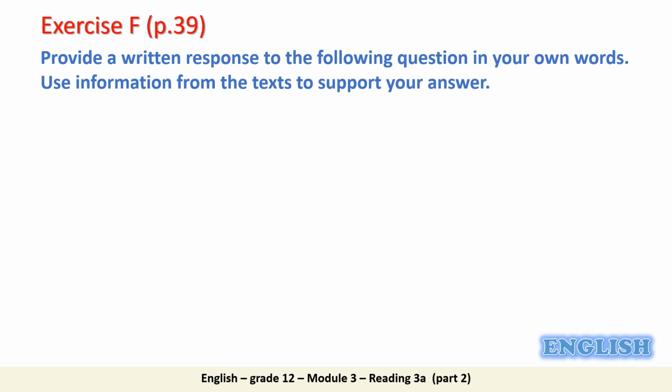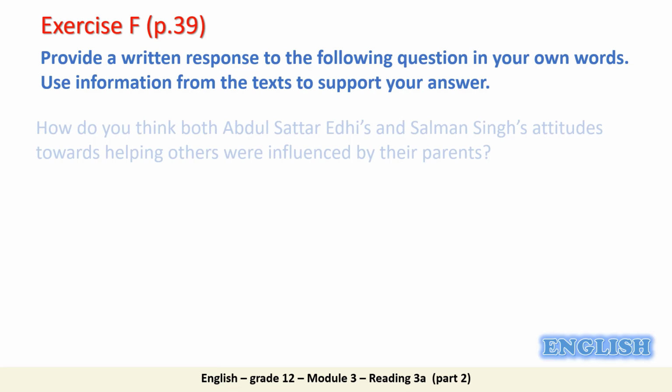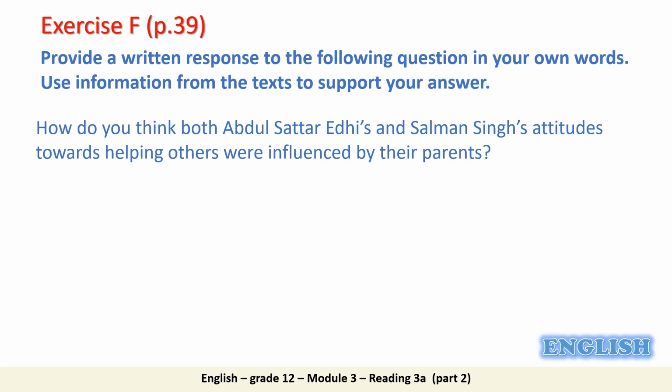Having said that, the virtues of Abdul Sattar Edhi and Salman Singh were probably natural, but certainly influenced by their parents. Look at this question. How do you think both Abdul Sattar Edhi's and Salman Singh's attitudes toward helping others were influenced by their parents? In exercise F, page 39, you will provide a written response to this question in your own words. You may use information from the texts to support your answer. Stop the video and do the task.